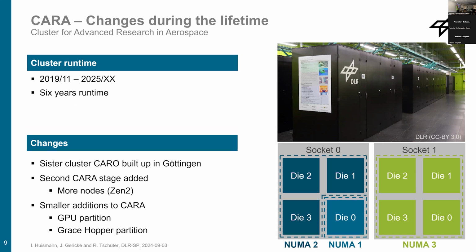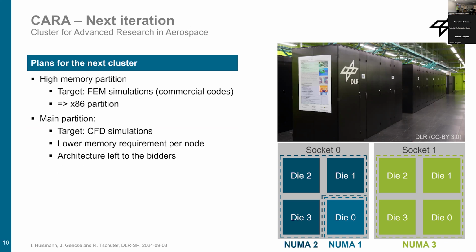Okay, so six years runtime mostly. And the next iteration is already planned, containing a higher memory partition, traditional x86 there to be able to use commercial codes. So main target, large-scale FEM simulations. And thereafter, a main partition targeted at CFD applications. There we have a lower memory requirement, and the architecture is whatever performs best for our codes. So we have a bit more freedom compared to the previous cluster.